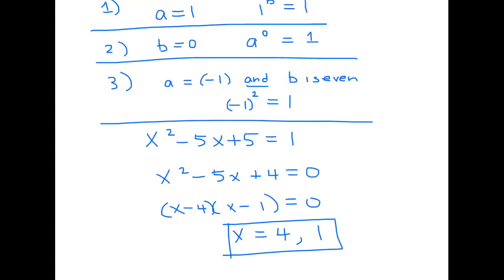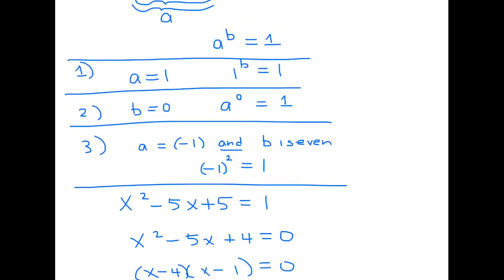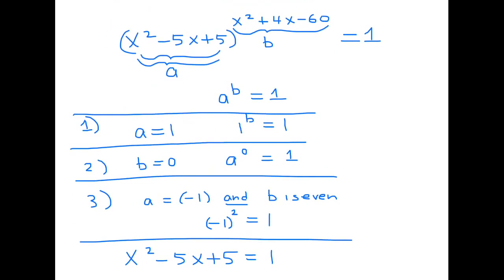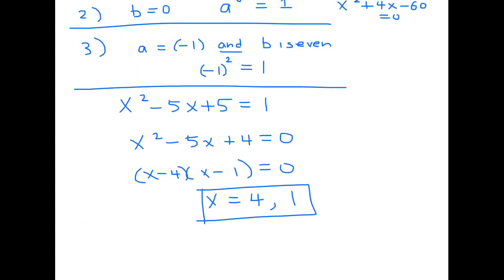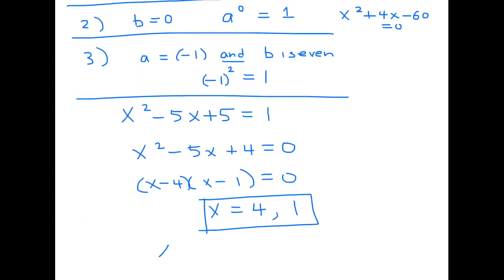Now our next scenario is when b equals 0. All right, what is b? Well, this is b right here. So we want to set x squared plus 4x minus 60 to 0. All right, let's do that down here. x squared plus 4x minus 60 is equal to 0.